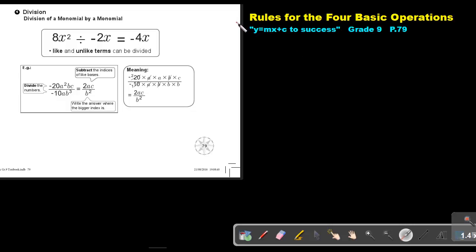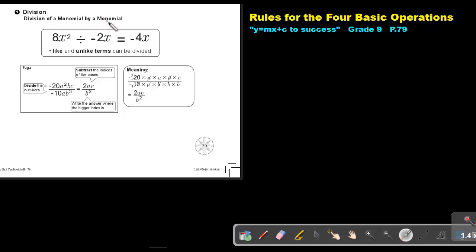Part 7. We are going to continue with the rules for the 4 basic operations, and we are going to focus on division. You will find this on page 79 in the Namibian Mathematics Grade 9 textbook, y equals mx plus c to success. Okay, division of a monomial by a monomial.